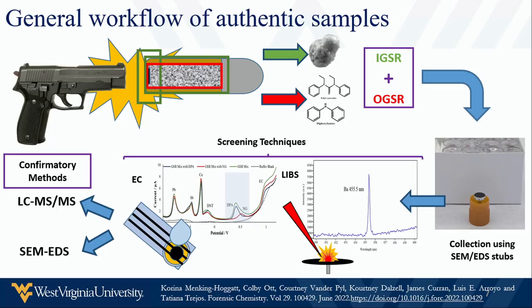This is the typical workflow that we follow in authentic specimens. We collect using the adhesive carbon stub. We can interrogate our specimen using LIPS to obtain the inorganic profile, but also later we can do electrochemistry, and because these two are non-destructive, we can conduct the analysis later using LC-MS and SEM-EDS.